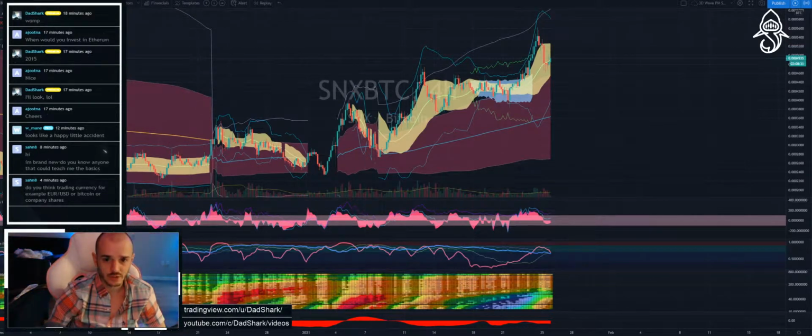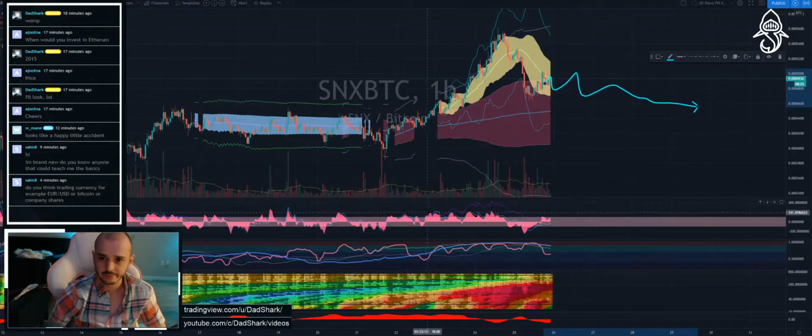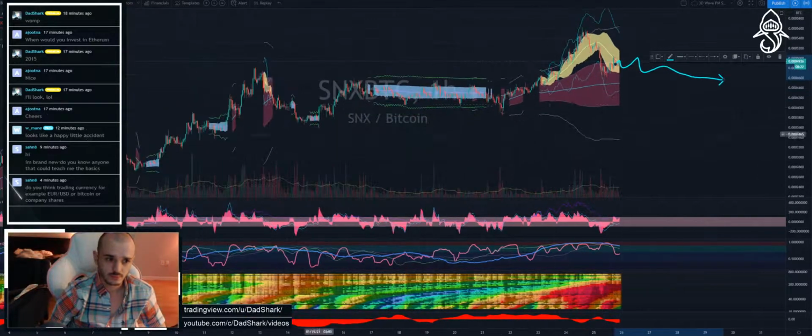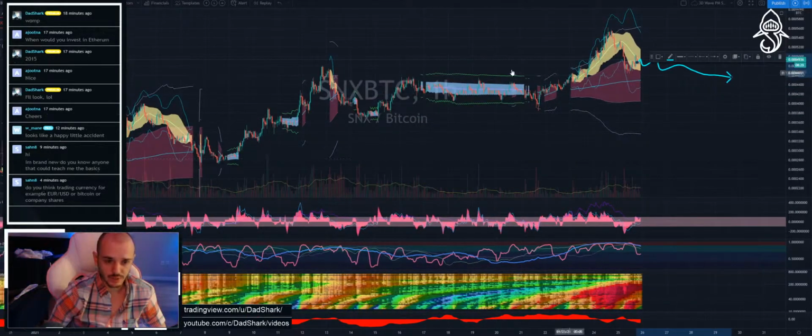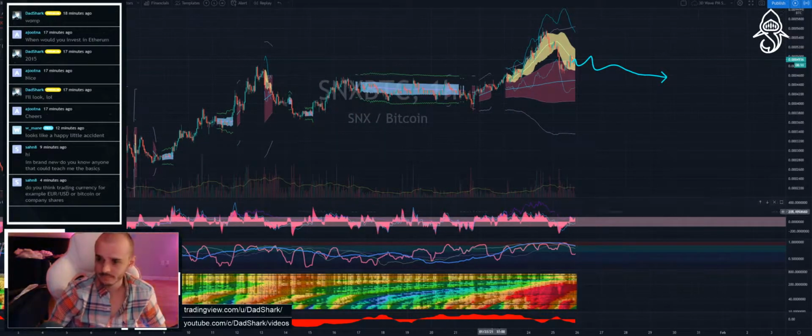Four hours compressionary noise, though. 1 hour is actively mean reverting, so my guess is we're going to do this for a bit. And then we'll see another compressionary period, which will lead to a breakout in either direction. Yep.